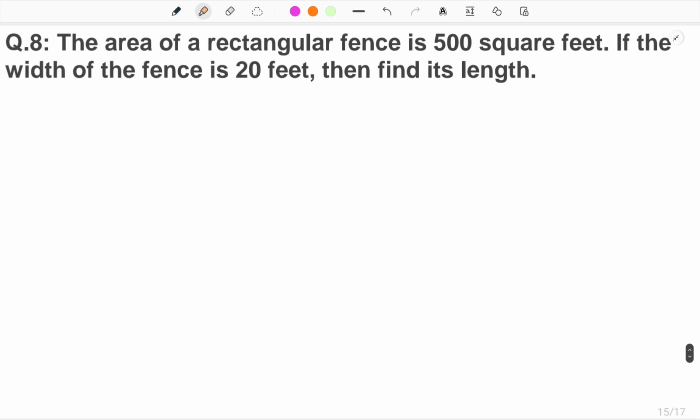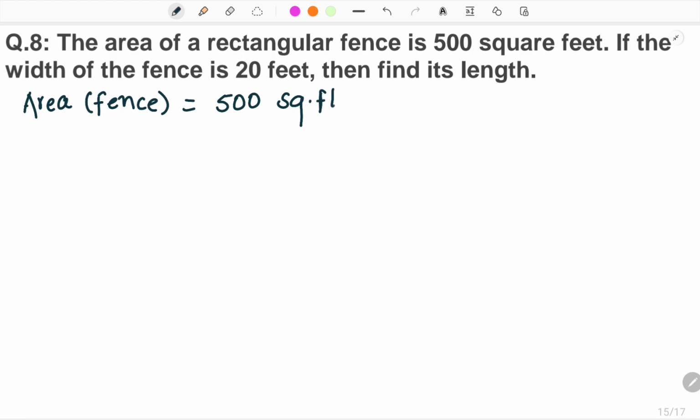The area of a rectangular fence is 500 square feet. If the width of the fence is 20 feet, then find the length. Now look at the question carefully. What is the area of the fence? The area of the fence is equal to 500 square feet. Agree? And what is width mentioned here? Width is equal to 20 feet.